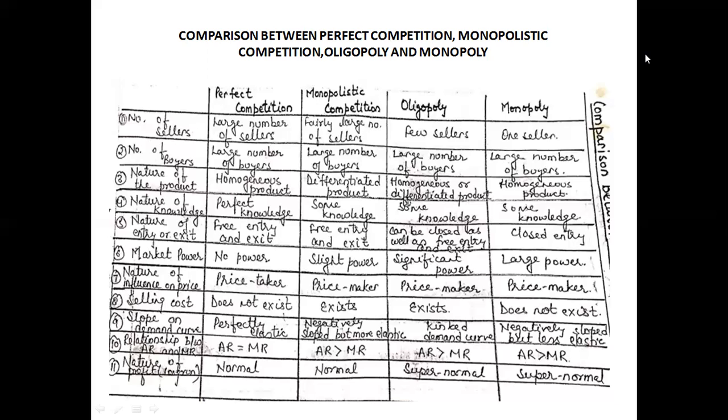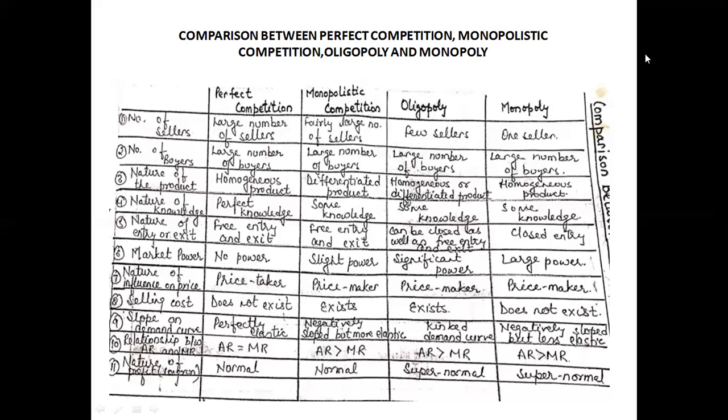Then on the basis of selling cost, in perfect competition, selling cost does not exist. In monopolistic competition, it exists. In oligopoly also it exists, while in monopoly, selling cost does not exist.